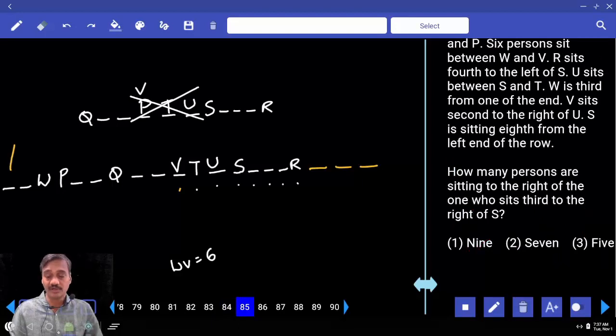And 85, how many persons are sitting to the right of the one who sits third to the right of S?